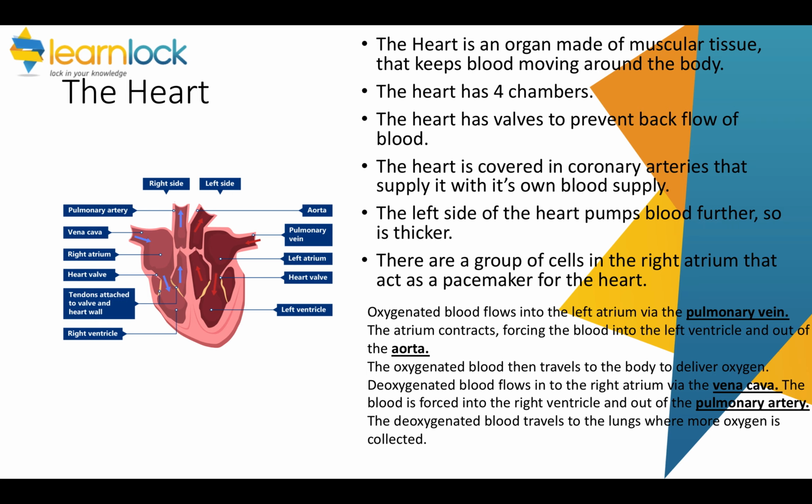It needs to get to the lungs, but it needs to go back to the heart first to get there. So the deoxygenated blood goes to the right side of the heart this time, in through the vena cava. Then it goes into the right atrium, the right ventricle, and then out of the pulmonary artery. And then it will go to the lungs. Here it will pick up oxygen and deliver carbon dioxide, and the process will start again.